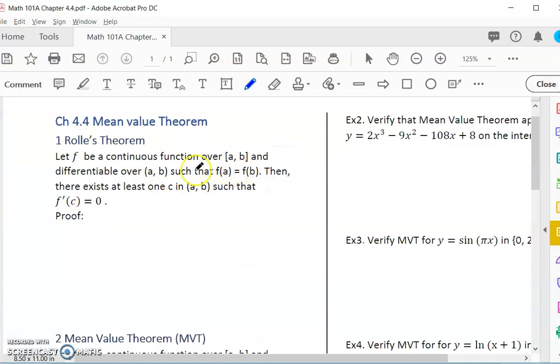Rolle's theorem says that if I have a function that is continuous on the closed interval [a, b] and differentiable inside the open interval (a, b), such that f(a) is equal to f(b), that means the two endpoints have the same y value, then there is a c such that f'(c) equals 0. That means it must turn. You cannot have two endpoints the same and it doesn't turn.